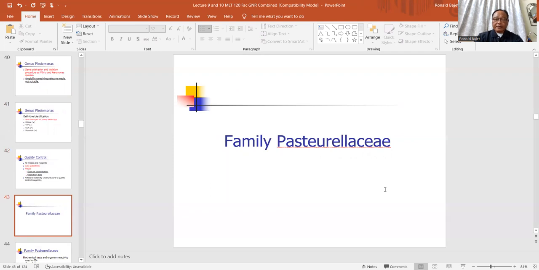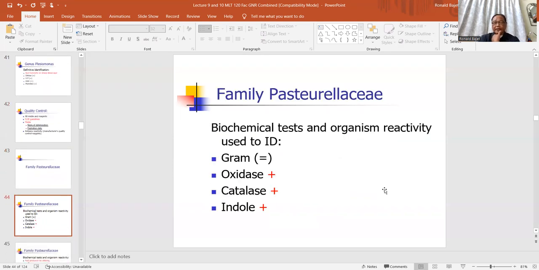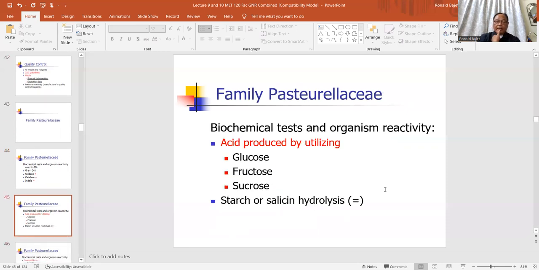Okay, the Pasteurellas. Pasteurellas are oxidase positive. Again, in contrast to Enterobacteriaceae, catalase positive and indole positive. They produce acid by utilizing glucose, fructose, and sucrose.